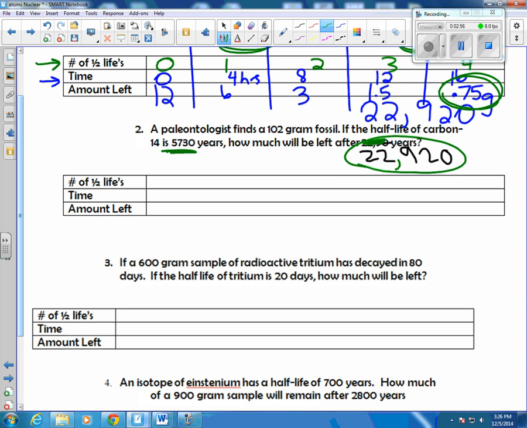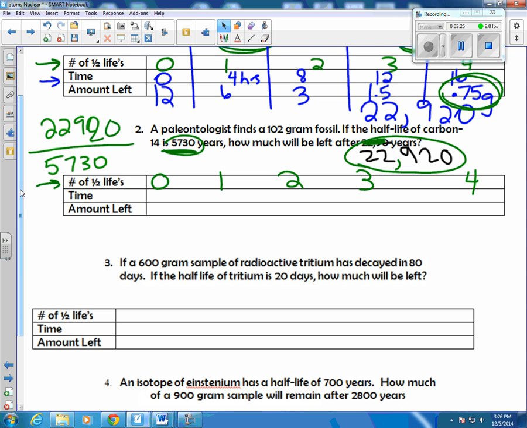You're going to start off by figuring out the number of half-lives. So take your biggest number, 22,920, and you're going to divide it by the half-life, 5,730. Again, we get a total of 4 half-lives. Always start with 0 and then space them out going in order. Give yourself columns if you want. Time always starts with 0.